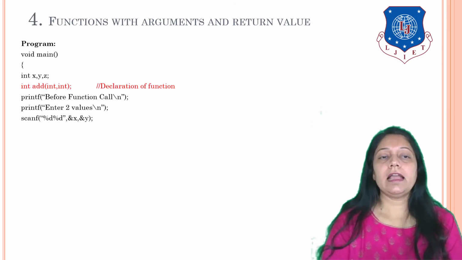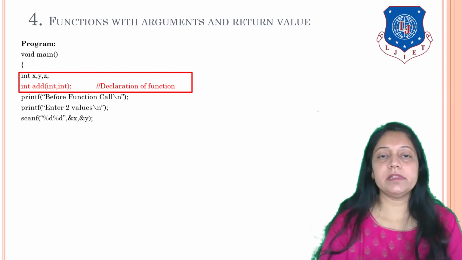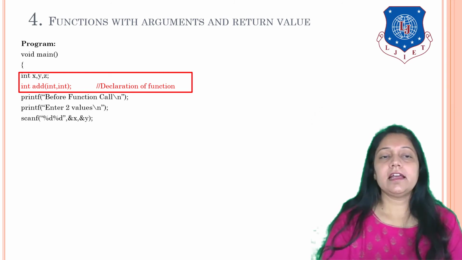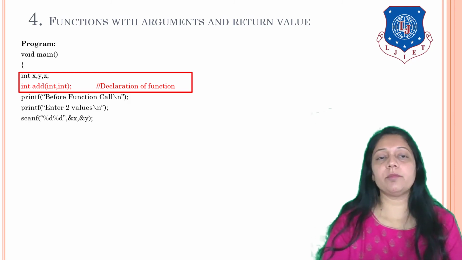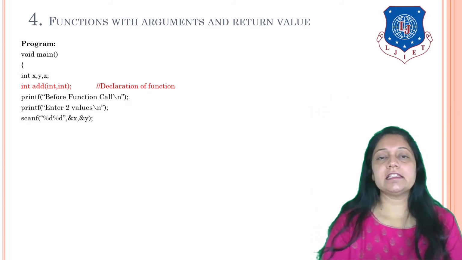So now I have declared three variables x, y, and z. The declaration of the function would be: integer, the return type is present, which is an integer value, add is the name of the function, and in brackets the arguments should also be present. So I am passing two arguments and both of them are integers. First, you need to get some values in x and y. So you use the scanf function to get some values into x and y.